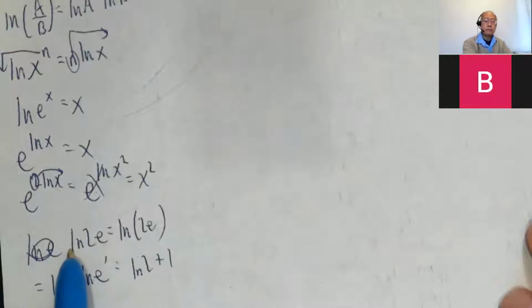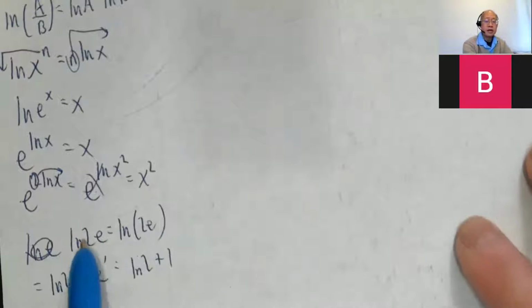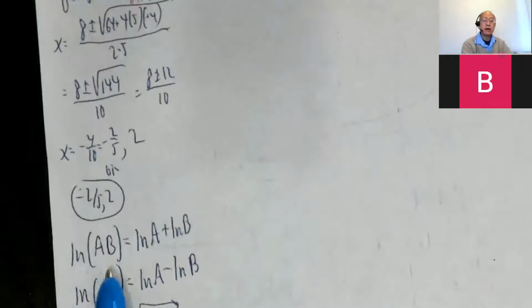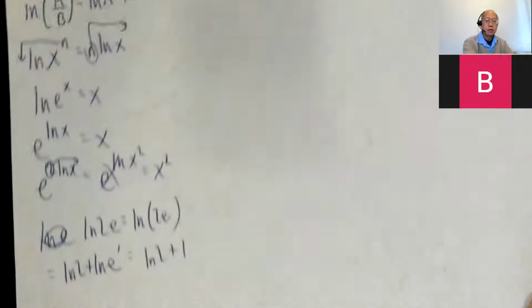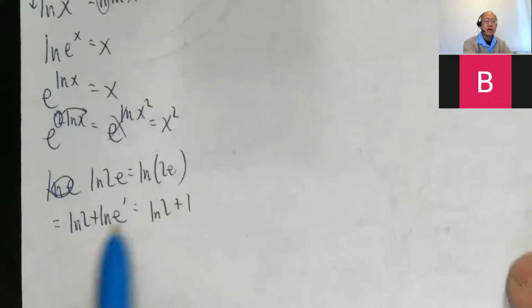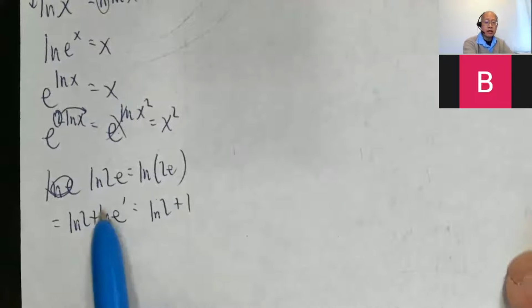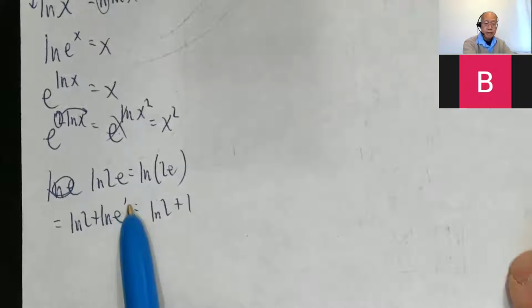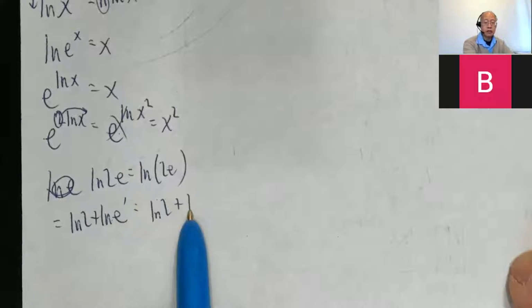Okay, and then ln of 2e, as an example, that's a ln of a product. So it's ln 2 plus ln e. Ln e is 1 because ln e, you can pretend it's e to the 1. Then they cancel out, so you have 1. So ln 2 plus 1.